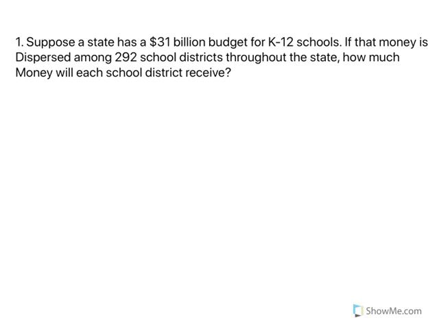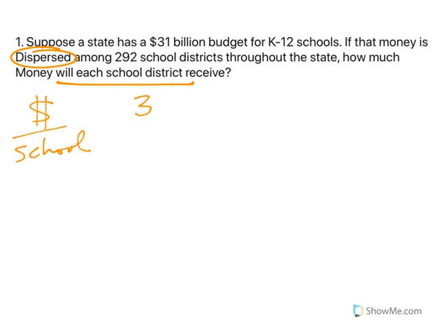Well, when you look at this, we're trying to figure out how much will each. So we're splitting it up into each one. As soon as you think the word split, divide, disperse, we're talking about a division problem. So we're talking about money per school district. So the money is $31 billion.